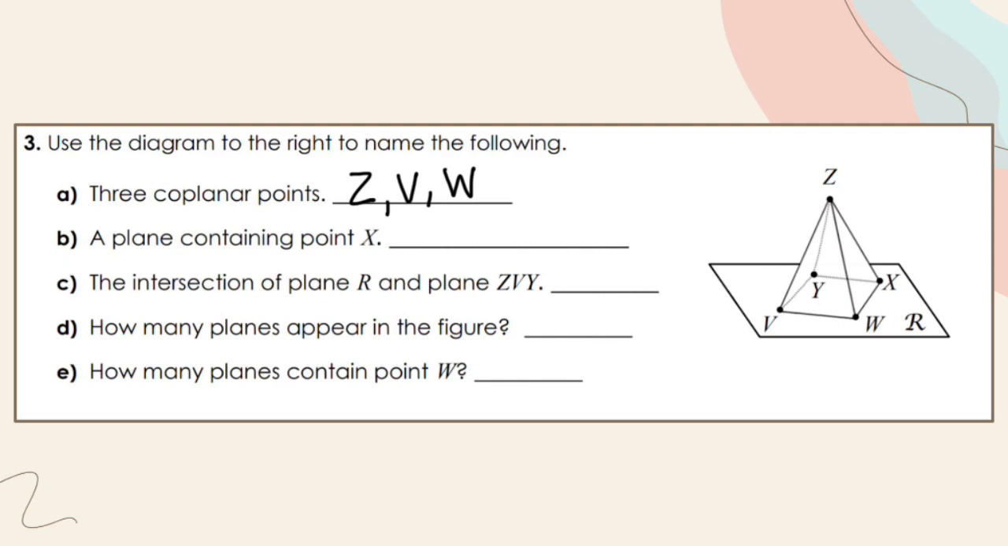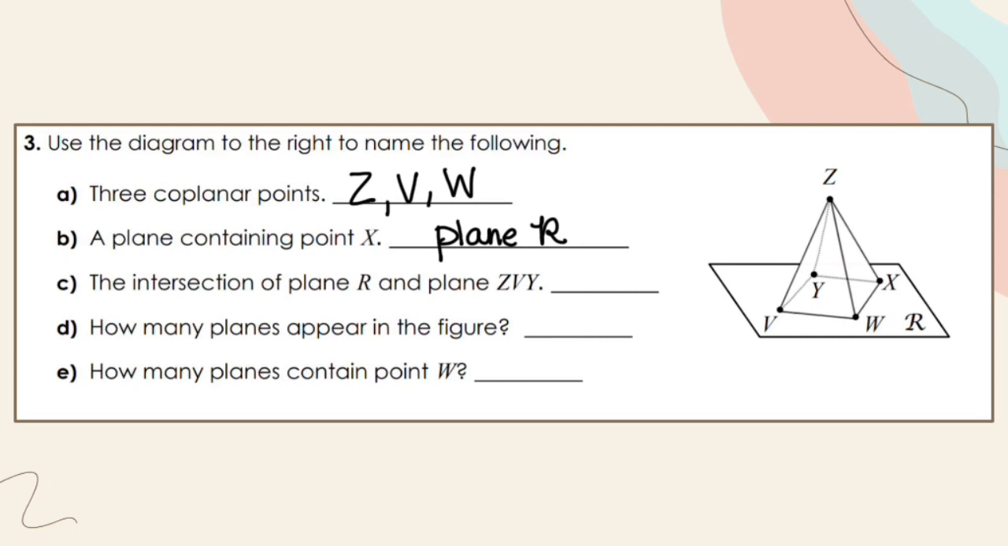A plane containing point X. So point X is here. There are several planes in this picture. The one plane is R, one plane is the bottom flat surface, but all of these flat surfaces on the cone are planes. Any flat surface can be a plane. So I'm going to say, though, that plane R contains X because X is touching plane R. So plane R.